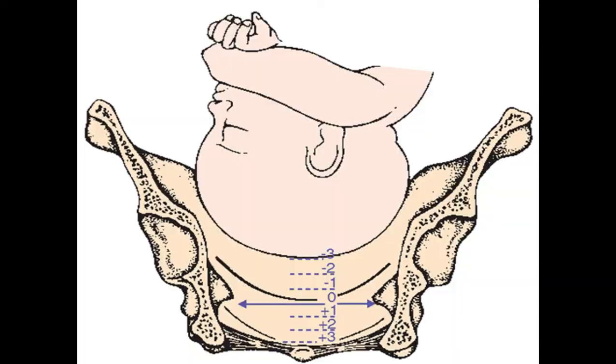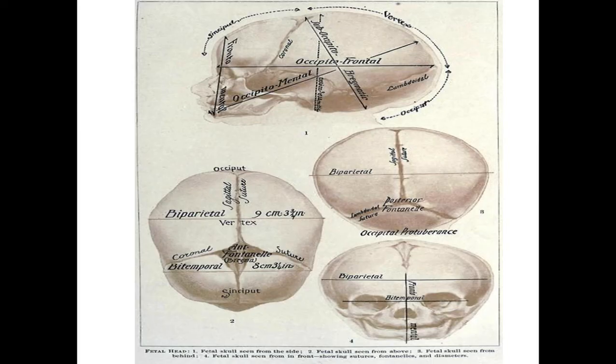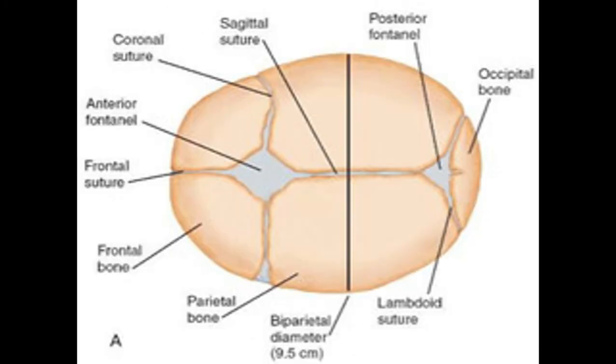What is called molding? Molding means that we can get benefit from the sutures. Look here at the sagittal suture. If the fetal head is 9.5 cm and the pelvic inlet is 9 cm, we need to reduce the size of the fetal head. So the fetal head will undergo what's called molding. It means that one parietal bone will overlap over the other parietal bone.